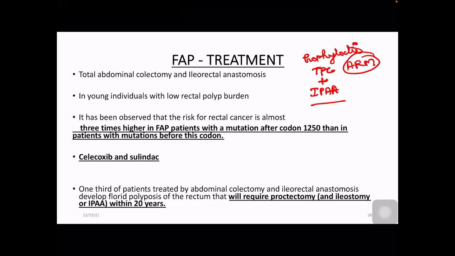And remember this, based on the mutation, you can also predict the risk for rectal cancer. The risk for rectal cancer is 3 times higher in FAP patients with a mutation after codon 1250 than in patients with a mutation before this codon. So always remember, as I said before, the mutational cluster region, which is codon 1250 to 1464.